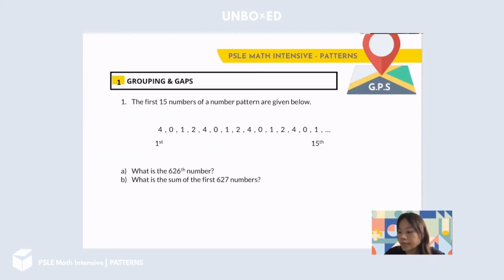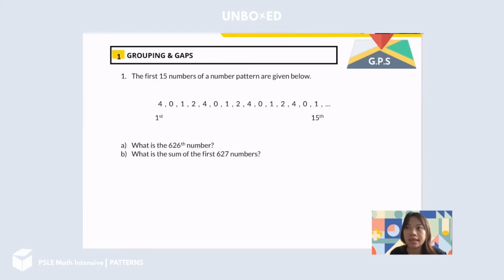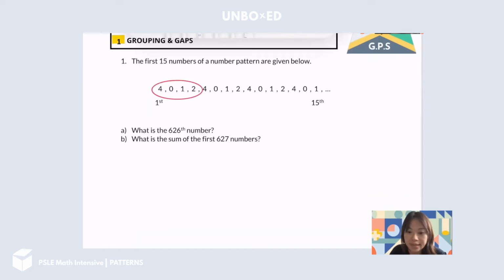Okay, so what is G? G, first of all, is groupings and gaps, which I'm going to talk about now. Can someone tell me what makes up a group? 4012. Yeah, 4012. Thank you. Since that makes up one group, there are 4 numbers in one group, so you must take 626 divided by 4, and you will get 156 groups.